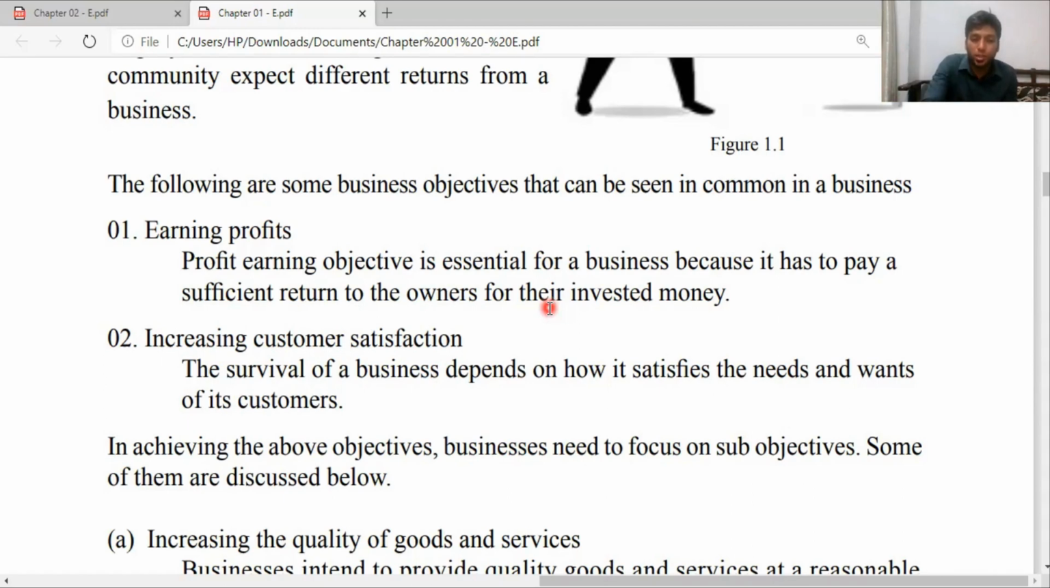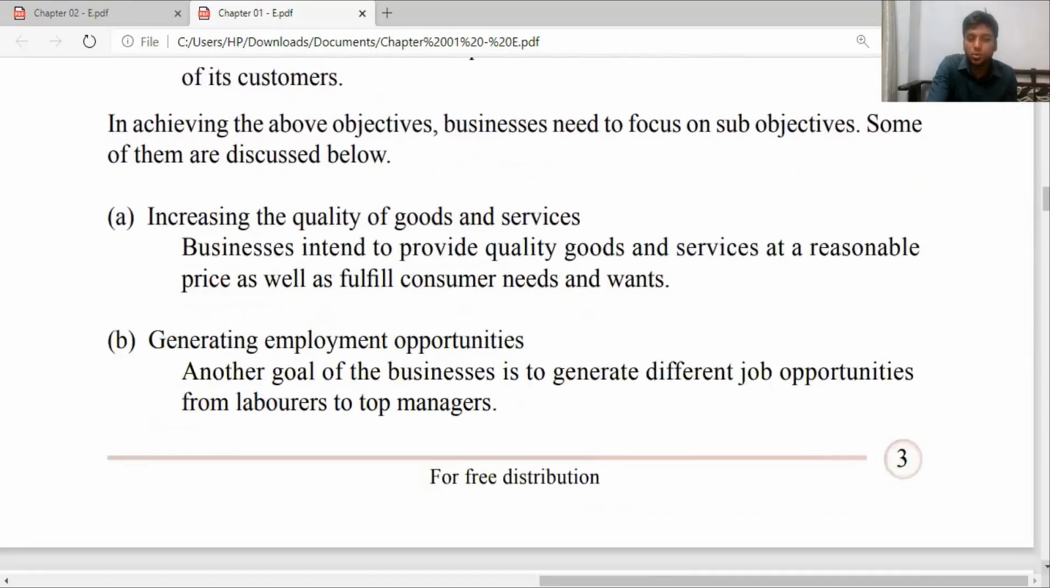In achieving the above objectives, a business needs to focus on sub objectives. Some of them are discussed below. You can say they are additional objectives. Increasing the quality of goods and services. When I pay money as a consumer, I expect two things: quality, and the price should be cheap. If it is cheap and of good quality, then I'll feel like, wow, this is a good company, I need to purchase the product.